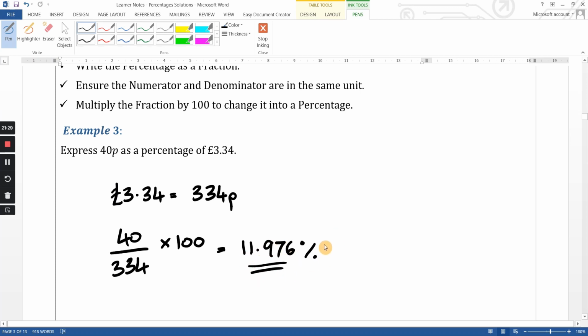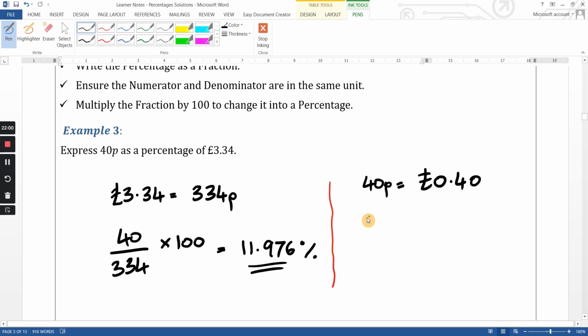That's absolutely fine. Just out of interest, if you change the pence to pounds, you should get the same answer. In fact, you will get the same answer. Let me just show you. So it doesn't make a difference whether you change this to pounds or this to pence, just as long as they're both the same units. So 40 pence is the same as 0.40 pounds. Yep, so that's what it looks like in pounds.